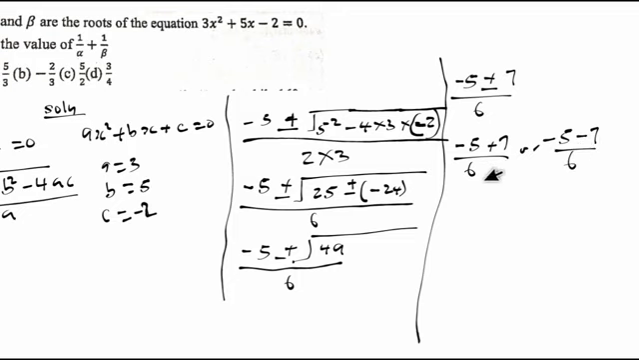Now minus 5 plus 7 gives us 2, so we have 2 over 6. Or minus 5 minus 7, which gives us minus 12, divided by 6. So now let's divide it. If we divide, we have 2 over 6, which is 1 over 3, or minus 12 over 6, which is minus 2.